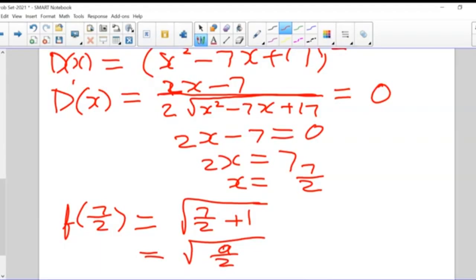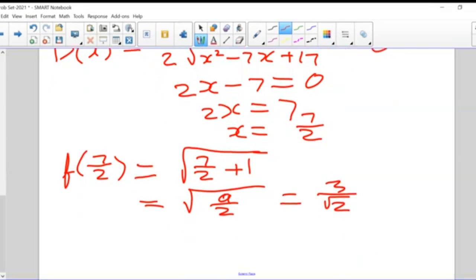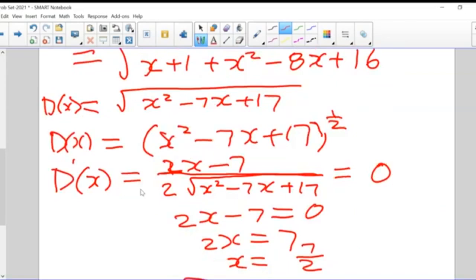Right? And another way of writing that is 3 over root 2. So here's my coordinate. My coordinate is 7 over 2, 3 over root 2. I found the square root of 9 over 2, and that works out to be 3 over root 2. Okay, there's your answer. There's your x, there's your y. That's a point that's on this graph.